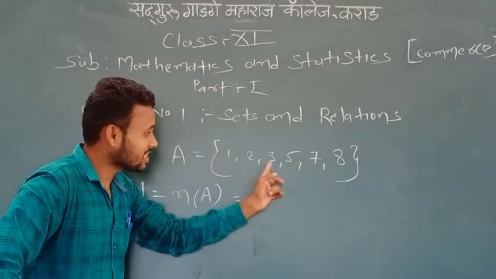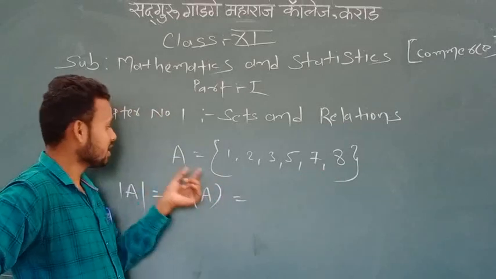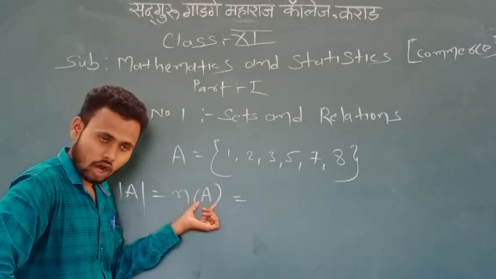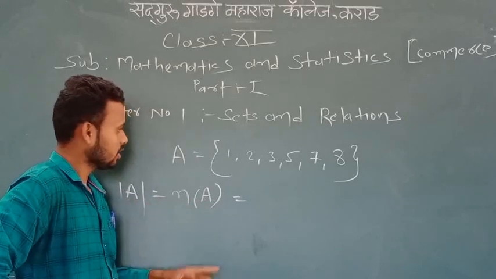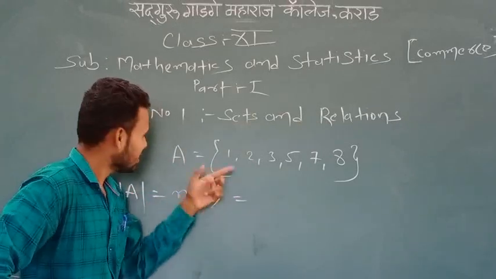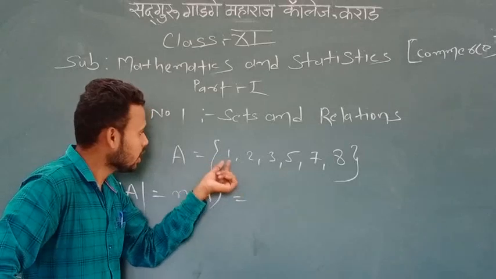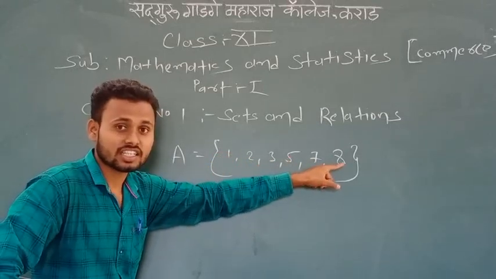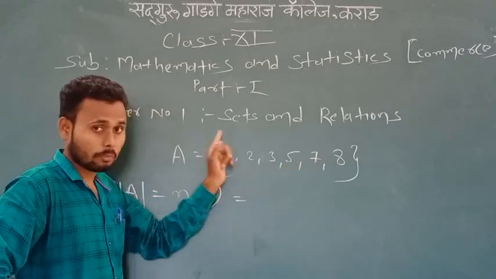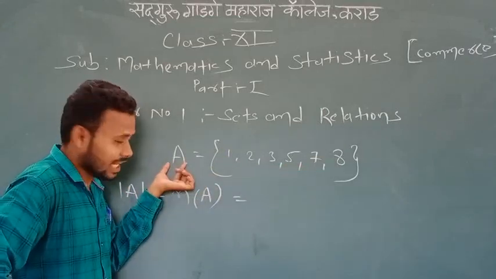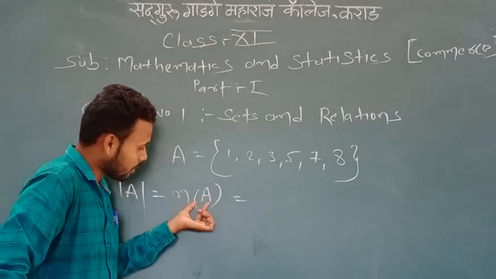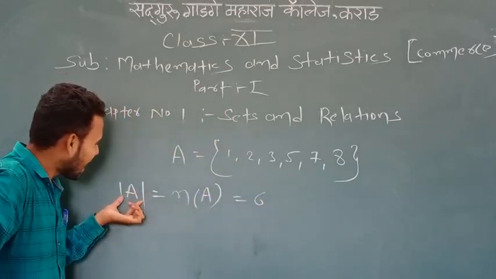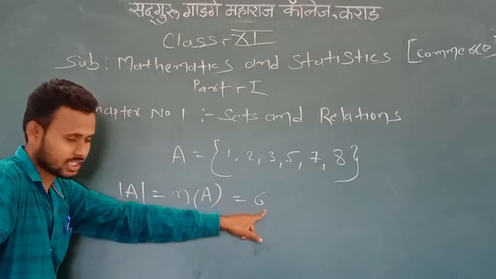The number of distinct elements contained in a finite set A is called the number of elements of that set A, or the cardinality of that set A. Here, what is the number of distinct elements in set A? 1, 2, 3, 4, 5, 6. There are 6 distinct elements in set A. Therefore, the number of elements of set A is 6, or we say that the cardinality of set A is 6.